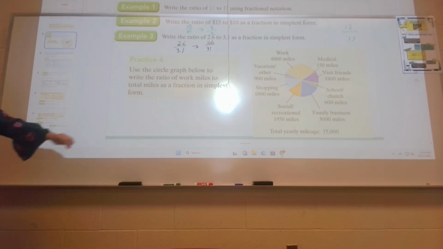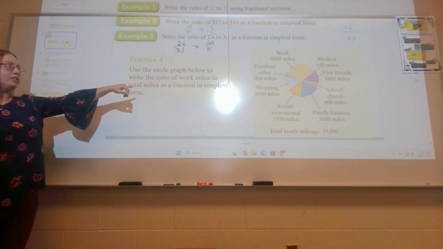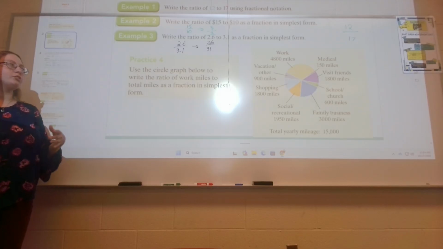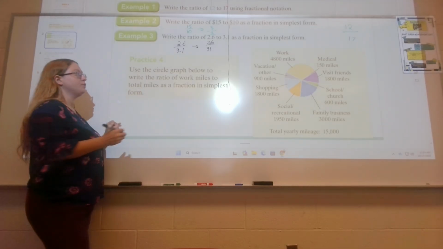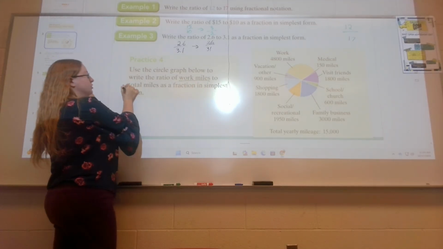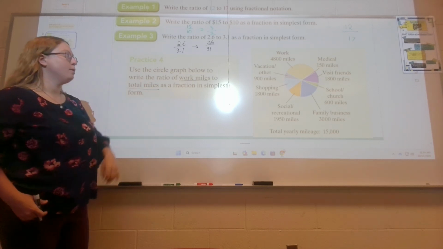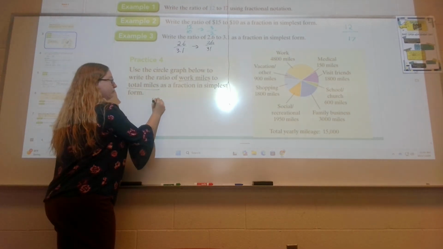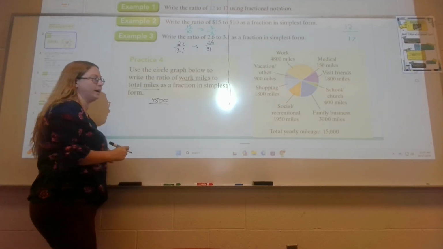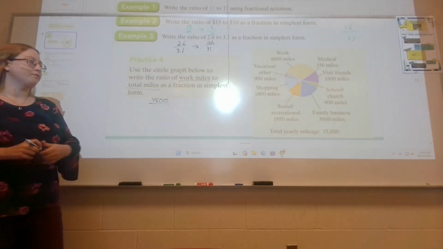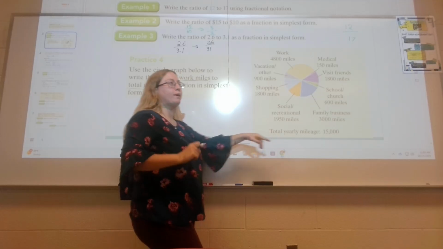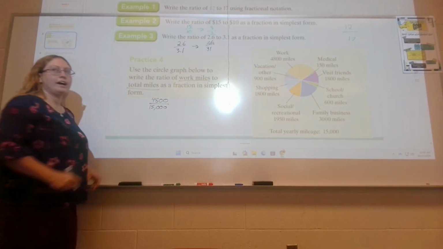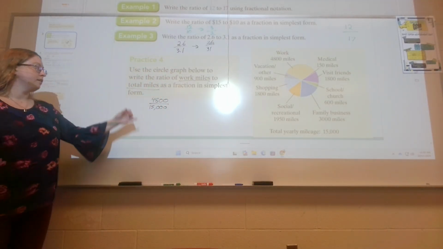All right? So the fourth practice problem here, just make sure you're careful of what numbers you're comparing. This one asks for the ratio of work miles to total miles, right? So how many miles are work miles? 4,800. How many miles are total miles? 15,000, right? That one was down at the bottom. So that's out of 15,000. So now it's just a matter of trying to reduce it, right?